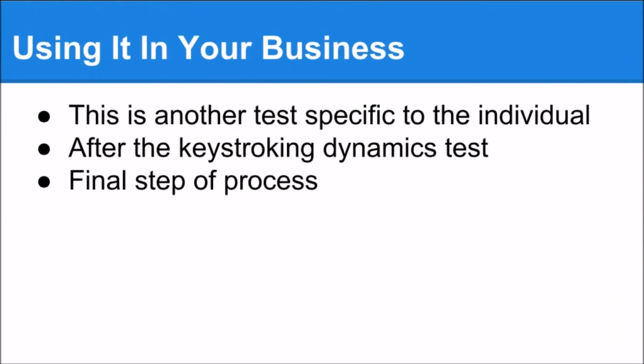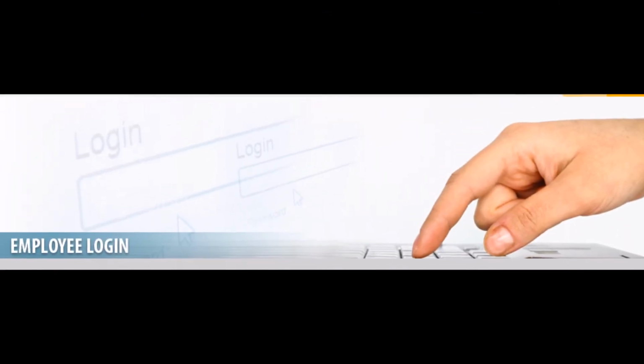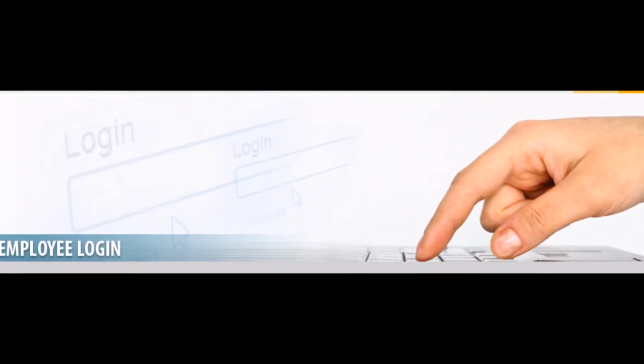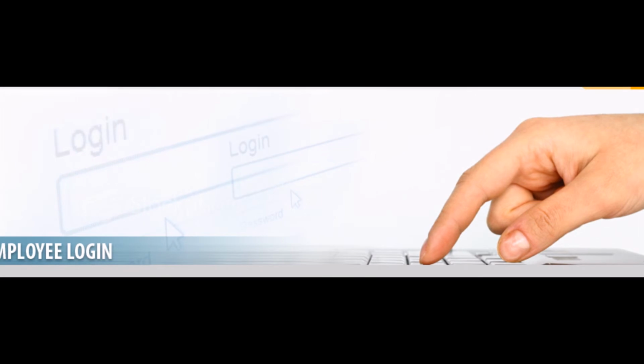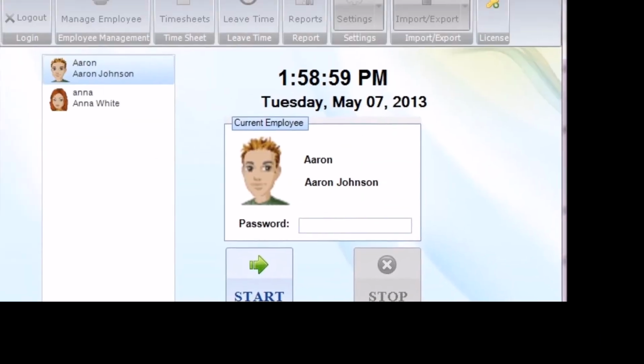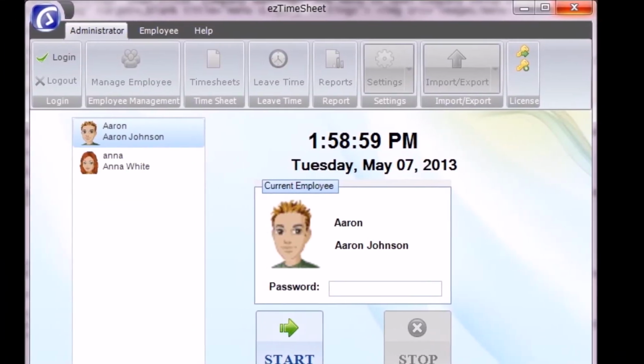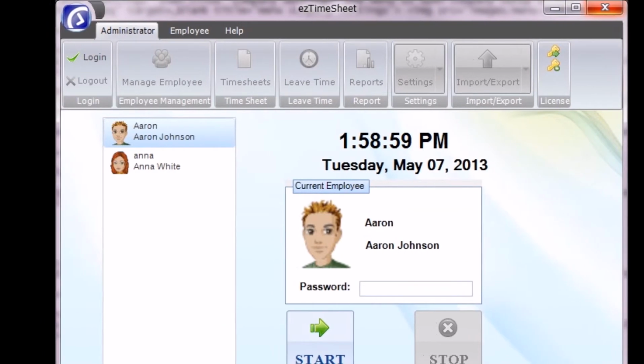Using it in your business. Just like with the process of keystroke dynamics, this is another test used to identify an individual based on specific characteristics of that individual. Iris scanning would take place after typing in the passwords after the process of keystroke dynamics. If access is granted, they will be allowed into the system and they will be allowed to clock in or out of work officially.